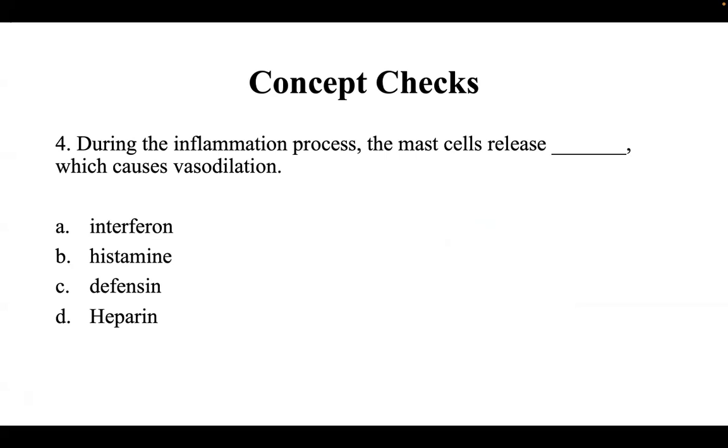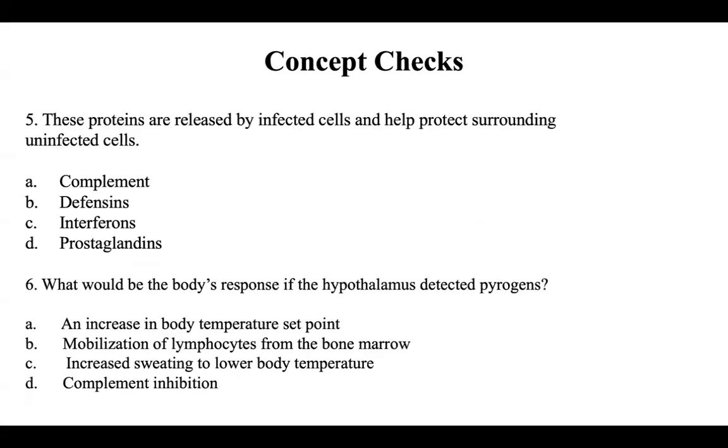B, histamine, because it's the chemical itself that causes inflammation. Number 5, these proteins are released by the infected cell and help protect surrounding uninfected cells. Say surrounding, so what it will be? C, interferon. What kind of cell do they particularly work on? What kind of infected cell?